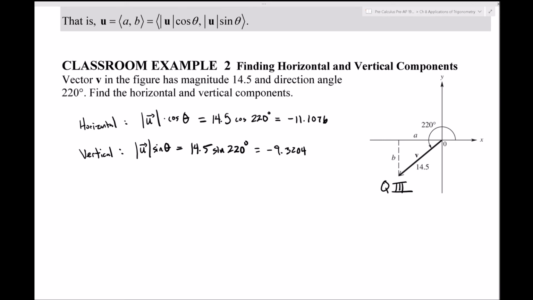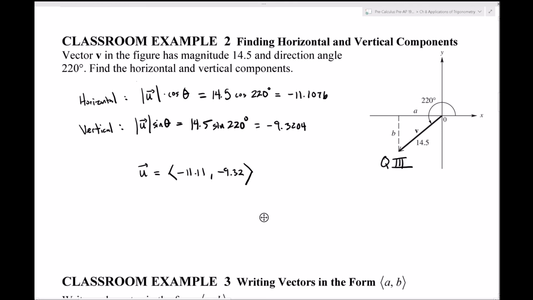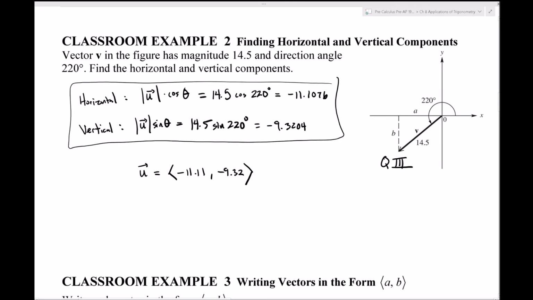So those are the horizontal and the vertical components, which you can rewrite as this vector u. They didn't ask, but I'm doing it anyway: negative 11.11, negative 9.32 if I round it to the nearest hundredth of a unit. So they just wanted these. But that's how you would do it if you were given a direction and a magnitude.